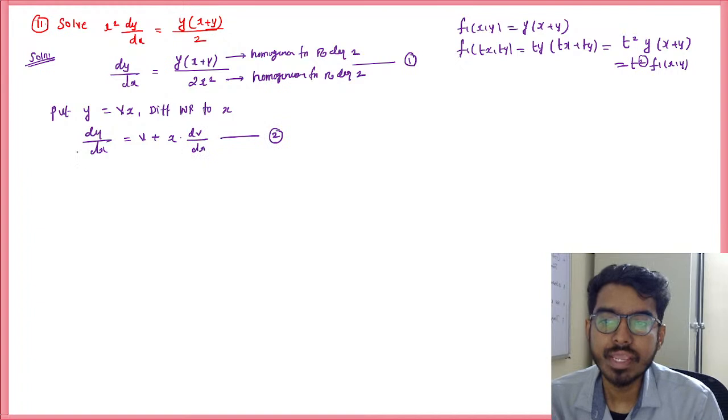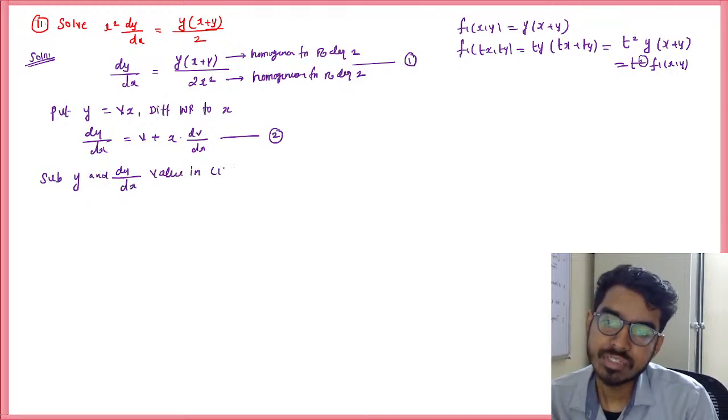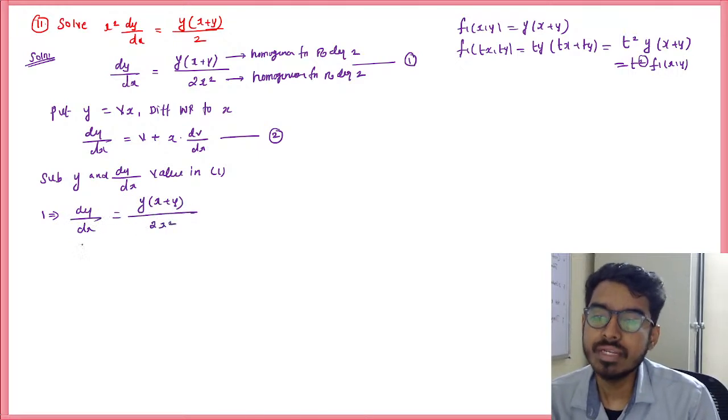Substitute the value of y and dy by dx, right? In equation number 1, what is 1? 1 is the given question, which is dy by dx is equal to y into x plus y divided by 2x square.